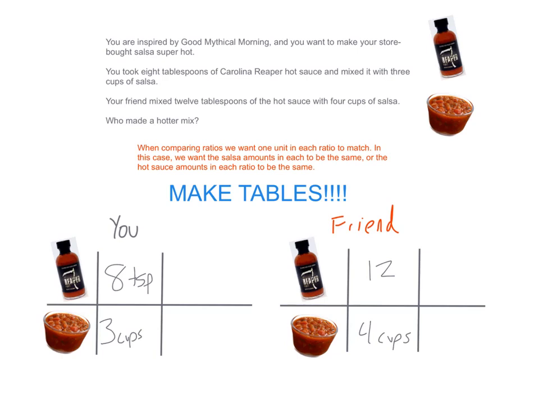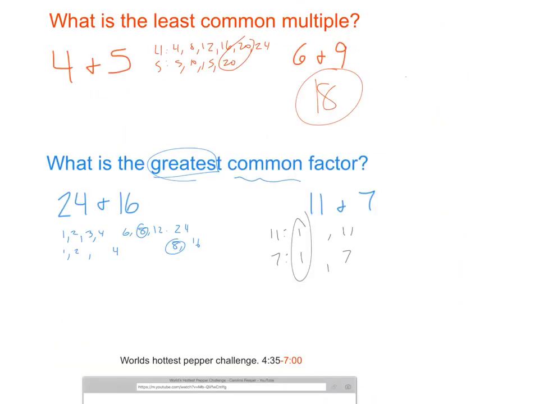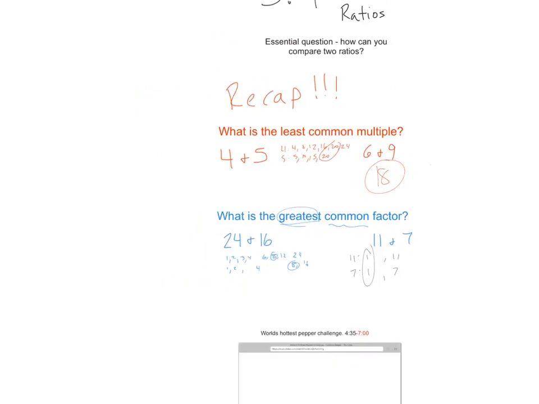And at first blush, we look at that and say, oh, that's TSP for teaspoon. Well, he has 12 teaspoons, so it's got to be hotter than yours because you only had 8. But the problem is you added 8 teaspoons to 3 cups. He added 12 teaspoons to 4 cups. So again, this is why we make tables here, and we're going to figure out who has the hottest sauce by, well, let's go back up here real quick. Greatest common factor or least common multiple. Let's see, maybe one of those is helpful.